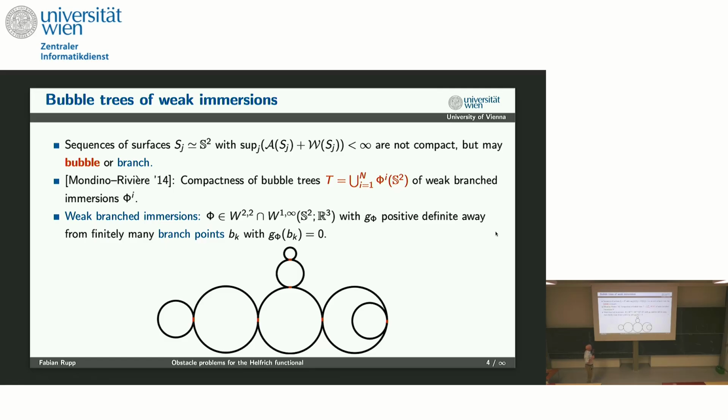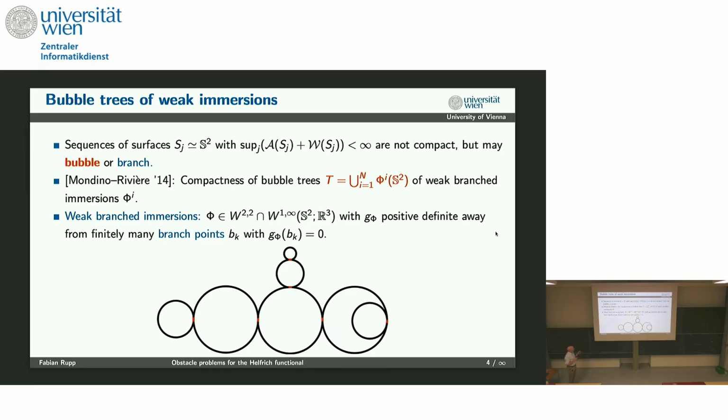So by weak immersion, I just mean that it's a W^{2,2} Lipschitz map from S^2 into R^3. And if you look at the induced metric, g_φ, this is positive definite, at least away from finitely many points where it can become zero. So these are the branch points in this description. And at these points, we cannot really describe the geometry anymore because at these points, the metric is degenerate.